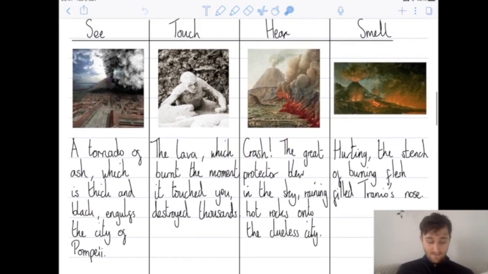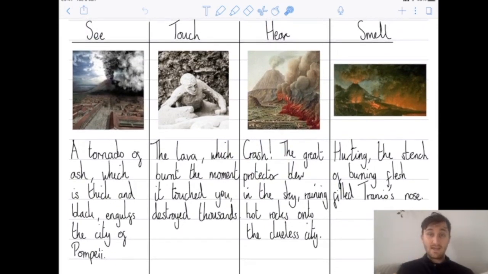So what our job today is, I'm going to be looking at these pictures here, and I'm going to be writing some complex sentences using whichever sense is above. So this picture here is going to be the see. So what can I see?